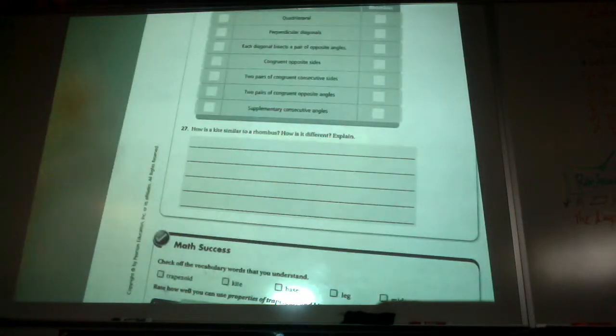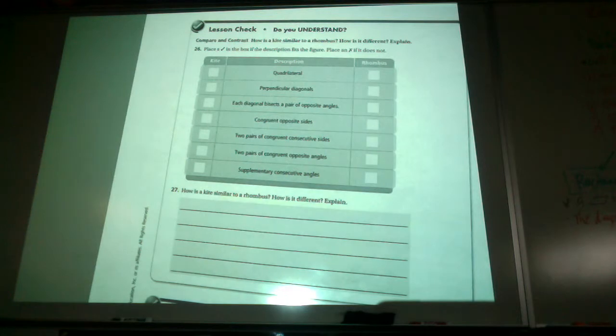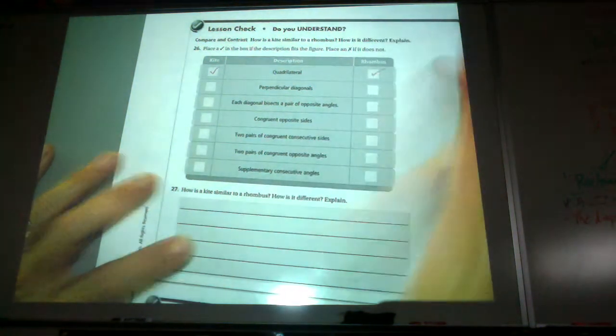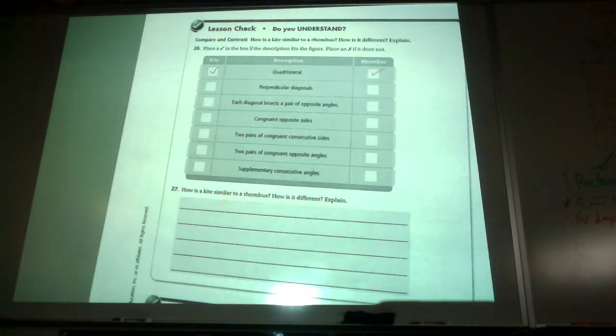All right, so let's flip it. Good lesson check. I want you to place a check mark in the box for the description that fits the figure the best and place an X if it does not. You are going to have a check in the box or an X. So a quadrilateral. Is a kite a quadrilateral? Yes or no? Yes. How about a rhombus? Yes. And so you're going to answer that yes or no. A yes is a check, a no is an X. So go ahead and finish through there.